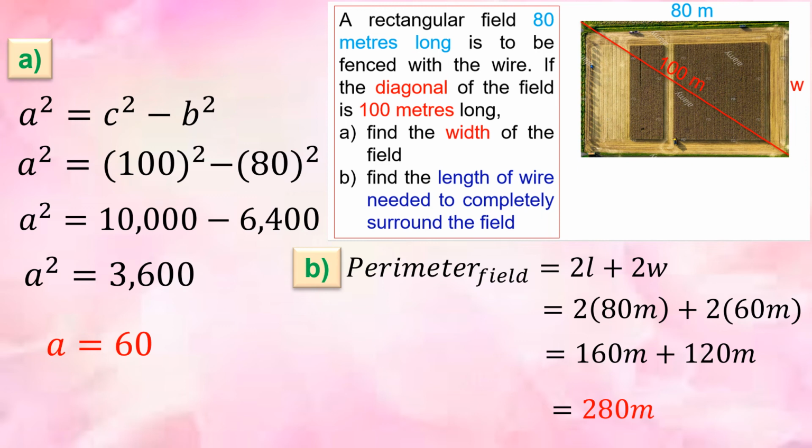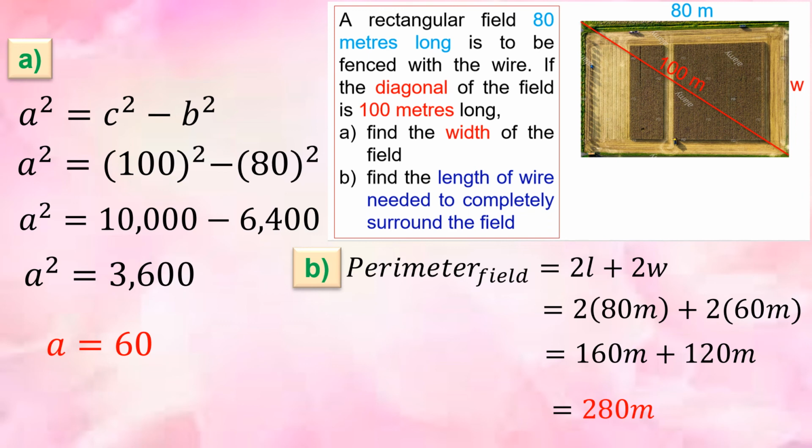Now that we have the width, we are going to solve for the length of the wire. To solve for the length of the wire needed to completely surround the field, we are going to use the concept of the perimeter of a rectangle. And the formula is 2 length plus 2 width. Since the length is given already, 80 meters, and the width we already solved, it is 60. So we have 2 times 80 meters plus 2 times 60 meters. So 2 times 80 is 160 and 2 times 60 is 120. Adding it up, it is equal to 280 meters.